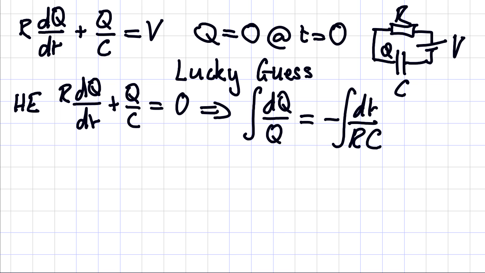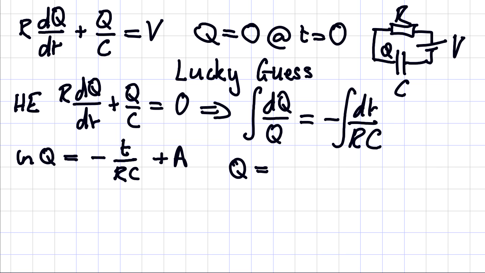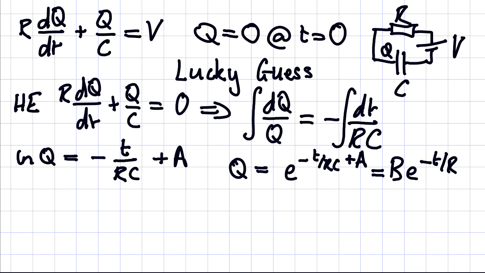and we get that the natural logarithm of Q is minus t over RC plus a constant of integration that we're going to call A, because C is already being used. We take the exponent of both sides to undo the logarithm, and we end up with Q equals e to the minus t over RC plus A, and by making use of a different constant, I'm going to call that B e to the minus t over RC.